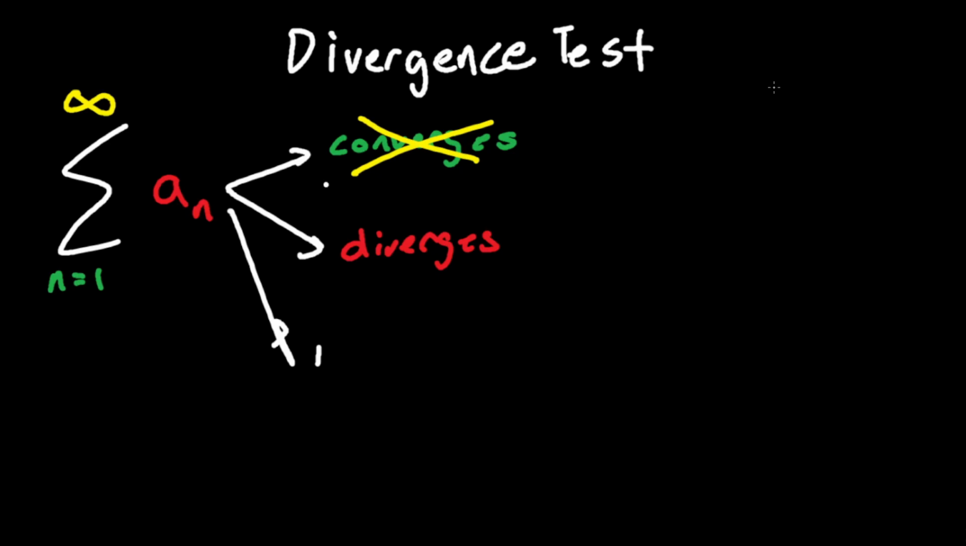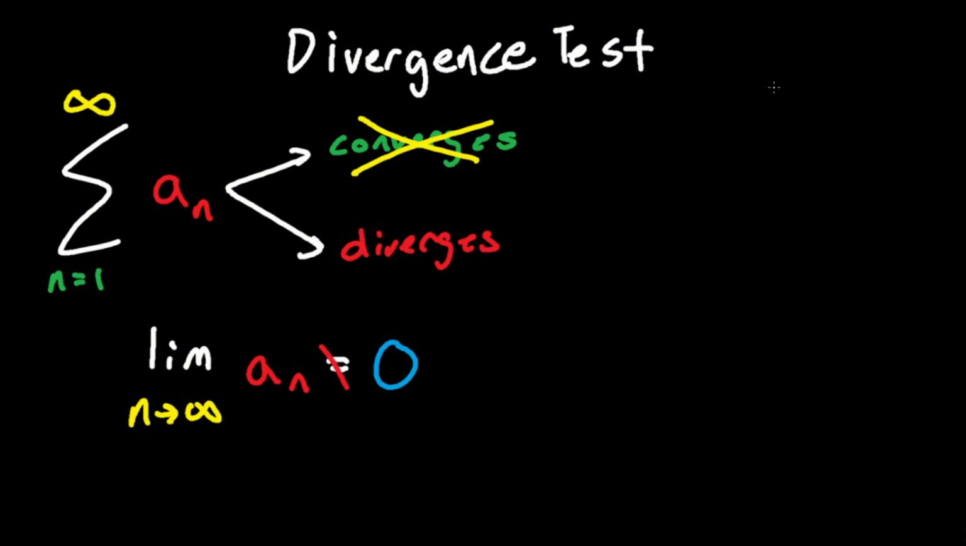So let's go ahead and cover the divergence test. As the limit as n approaches infinity of a of n, if this sequence does not equal 0, right, then your series diverges.